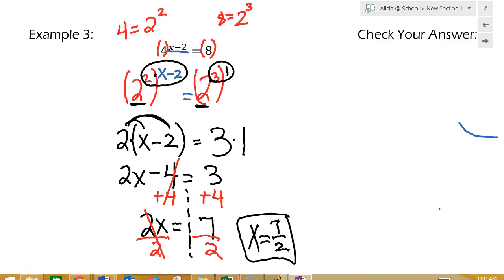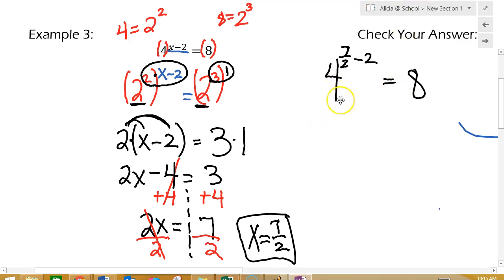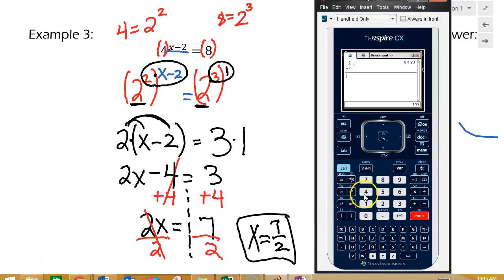Over here on the right side is where we're going to check our answer. So always go back to that original problem. 4 raised to the, well, my x is 7/2, minus 2 equals 8. So now I want to check that left side. I'm going to go ahead and open up my calculator here, and I'm going to do exactly what it said. 4 raised to the 7/2 minus 2. Don't forget to tab over because that minus 2 is not in the denominator. Click enter and I see that I do get that answer of an 8.